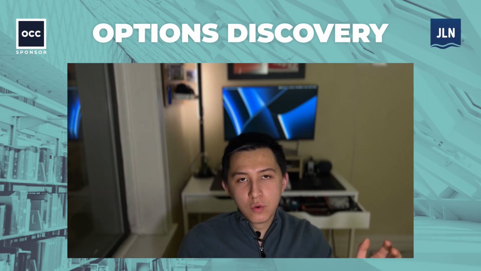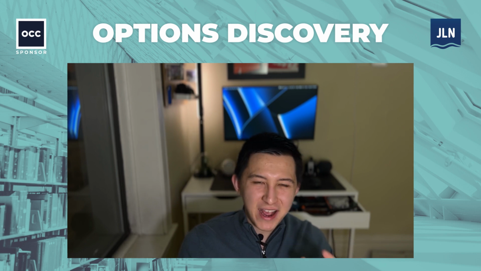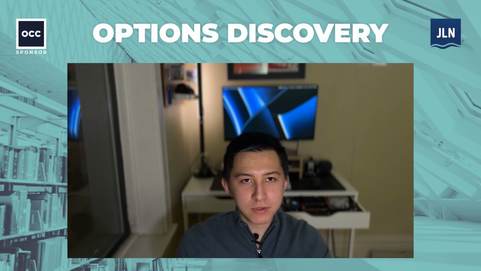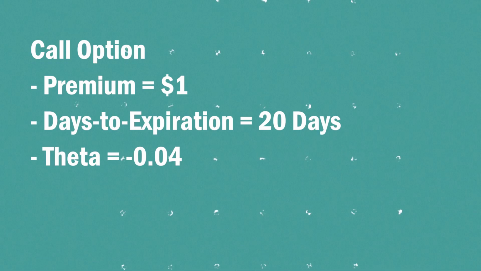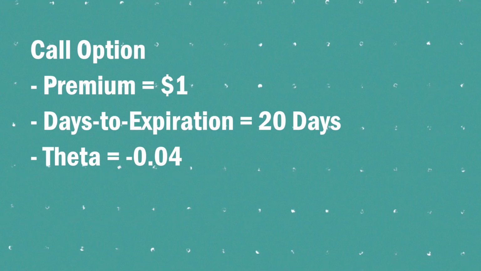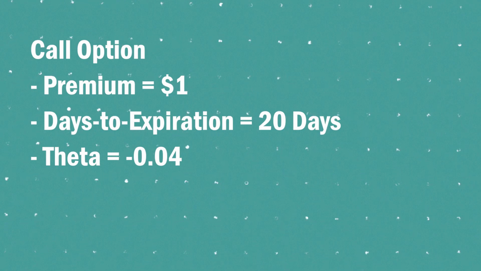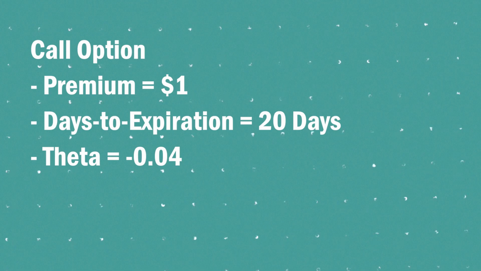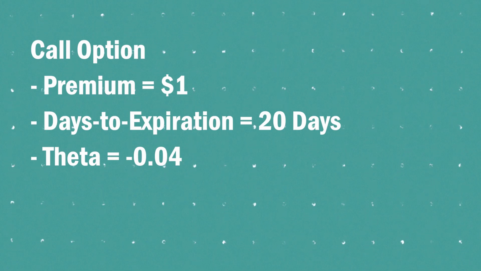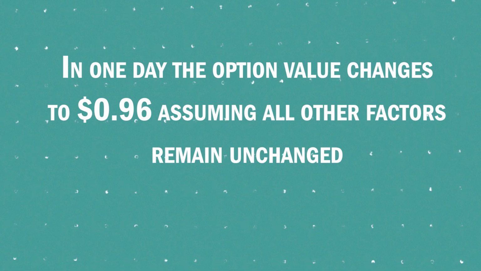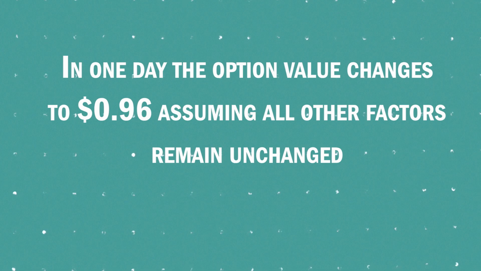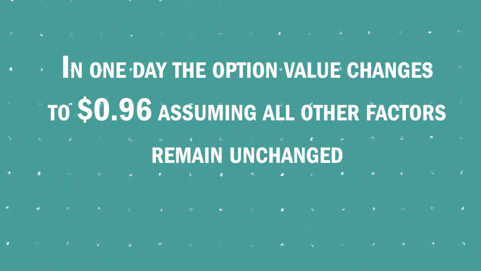A good way to visualize the effect of theta on an option's price is through an example. So here's a quick example that I'll give you. Let's say that we have a call option with a premium of $1 and 20 days until expiration. The theta of this option is negative 0.04. In our example, theta will be expressed as the loss in time value per day. With the passage of time of 1 day, this option will decrease 4 cents in value to 96 cents if all other factors remain the same.